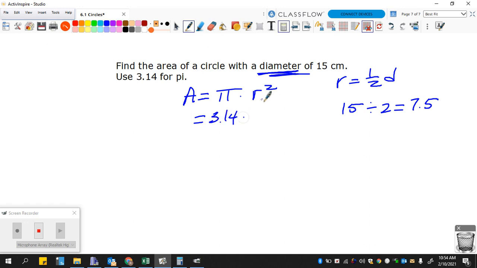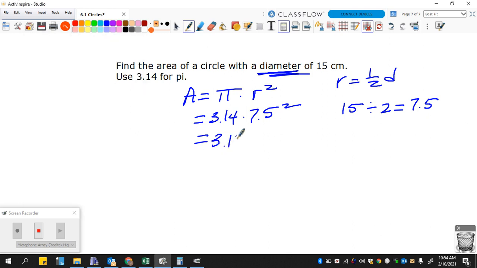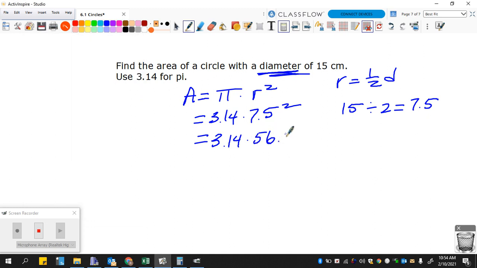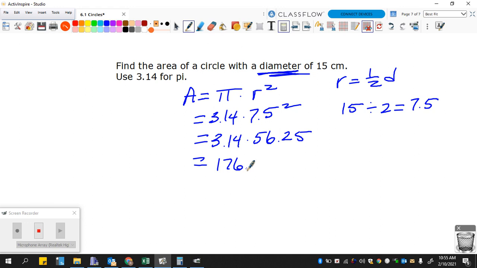All right, so when we do this, we end up with 3.14 times 7.5 squared. When we plug that into the calculator, 3.14 times 7.5 to the second power, 7.5 to the second power was 56.25, is equal to 176 and 625 thousandths, and in this case, it's also going to be centimeters squared.